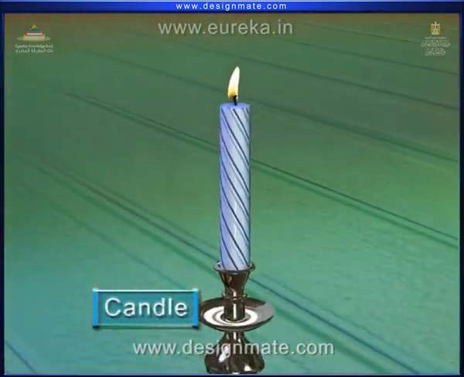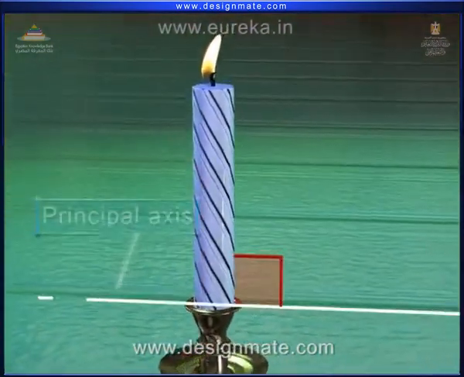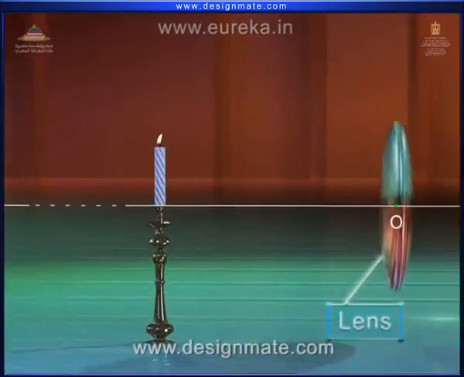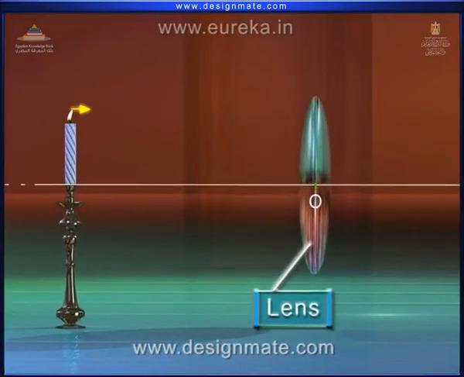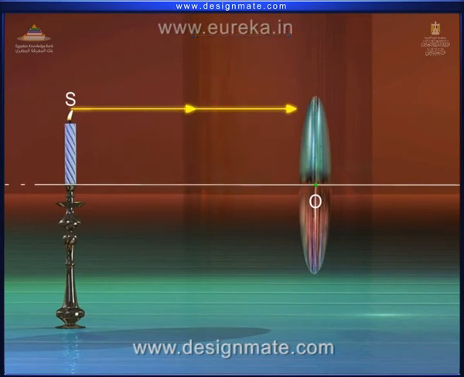we will use a linear object like a candle, kept perpendicular to the principal axis of the lens. A ray emitted from the top S of the candle travels parallel to the principal axis and reaches the lens at point P. Then it deviates to pass through the focal point F of the lens.